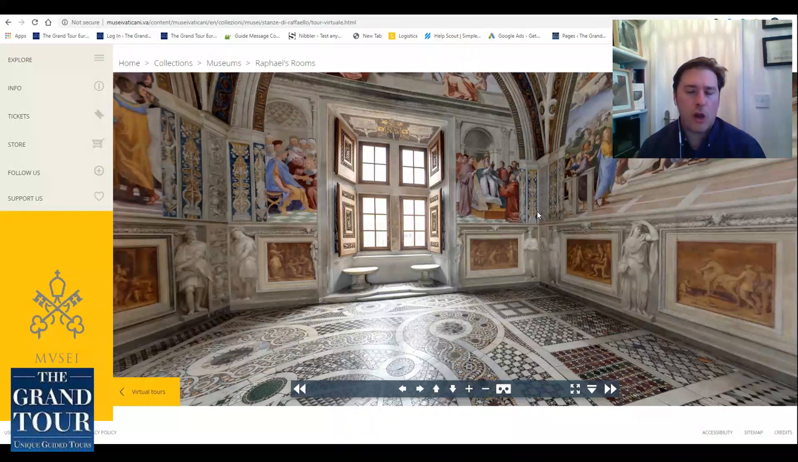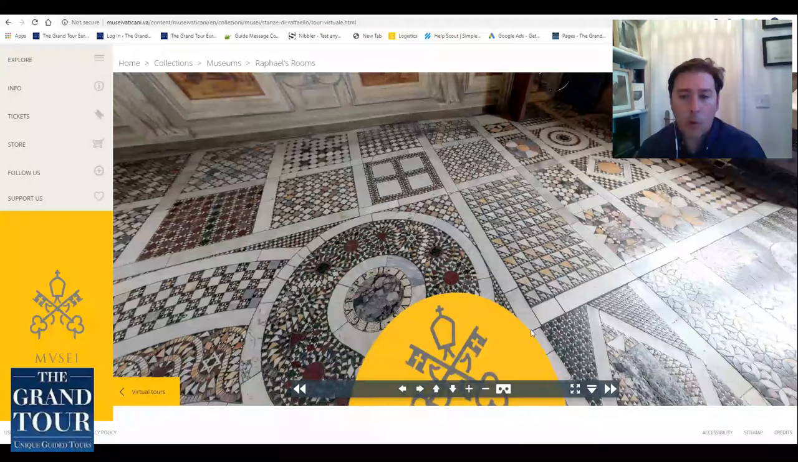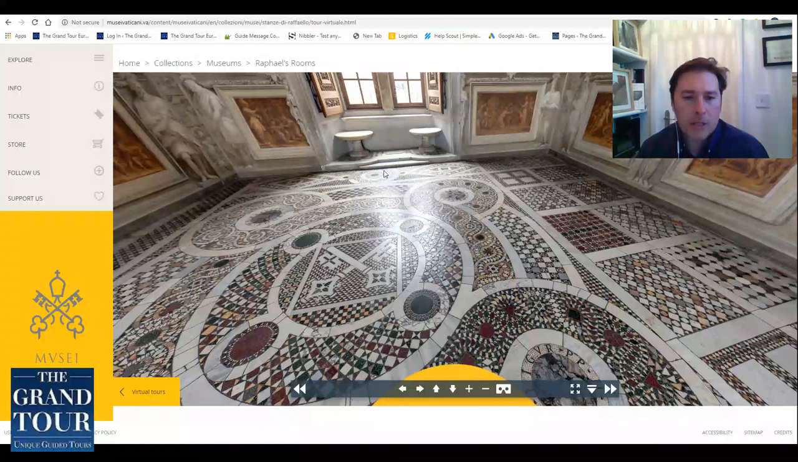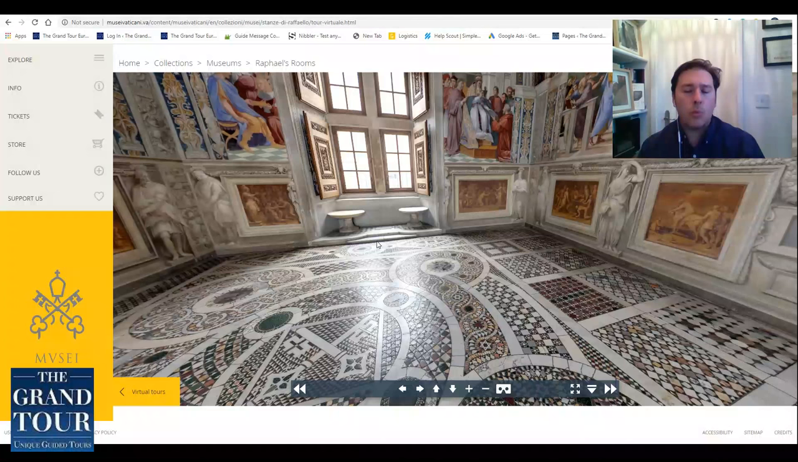And it has a beautiful floor on which you can read the name of Pope Julius. Julius II Ligure, means Ligure. He was from Liguria, born in Savona. Now, the floor has also the cross keys. And we know that not just Raphael, but other artists worked here at the same time, including Lorenzo Lotto and probably Bramantino and a few others.